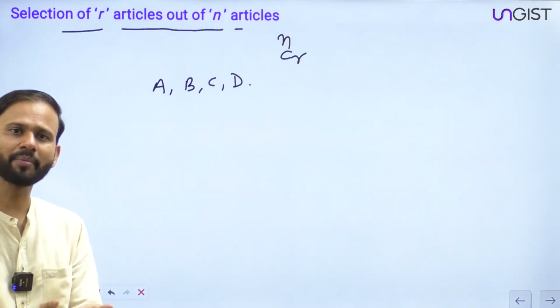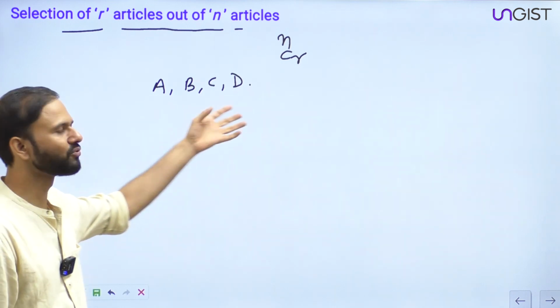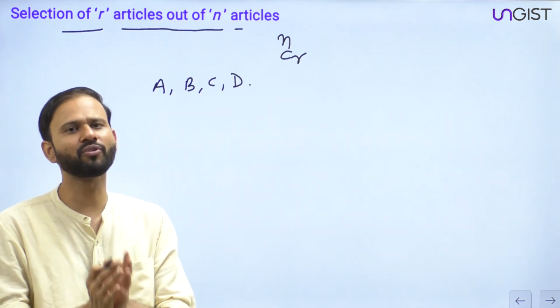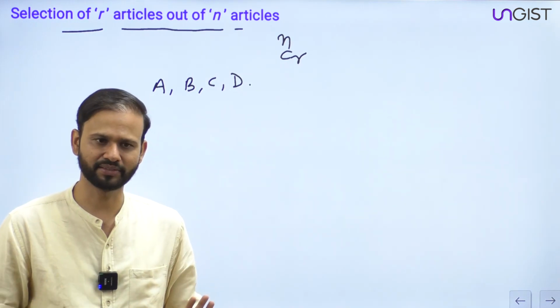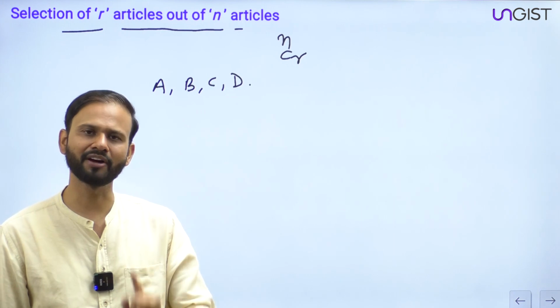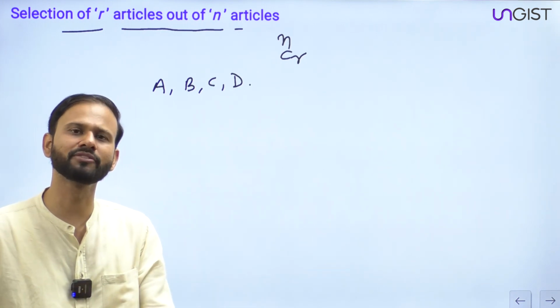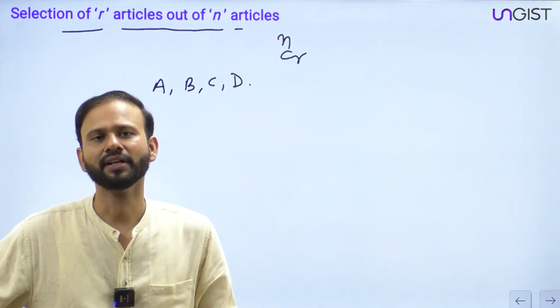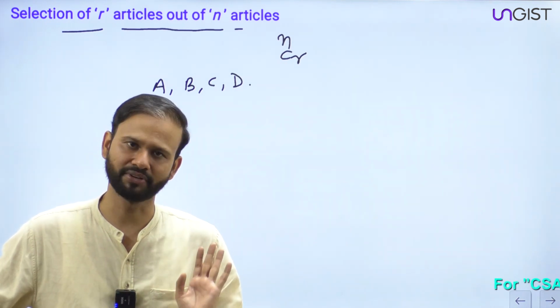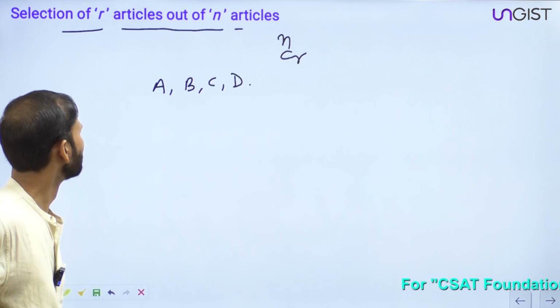Then obviously you will give all the 4 alphabets to me. You have only one way out. If you have 4 alphabets and I say give all the 4 alphabets to me, you have only one way. That is clear.